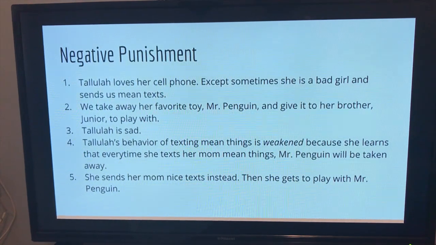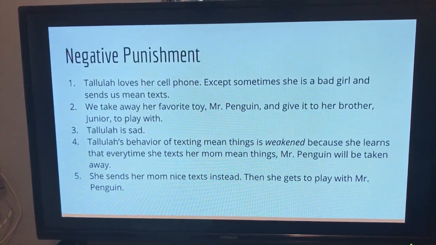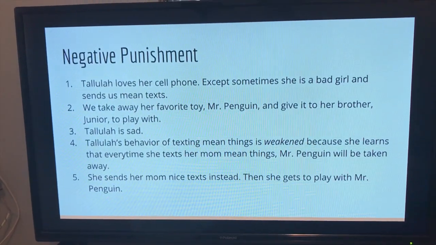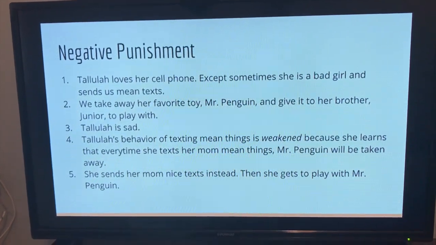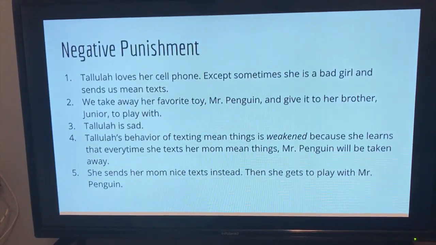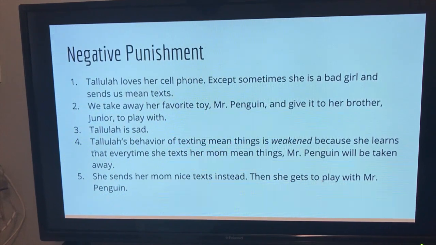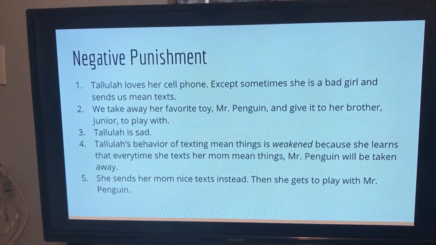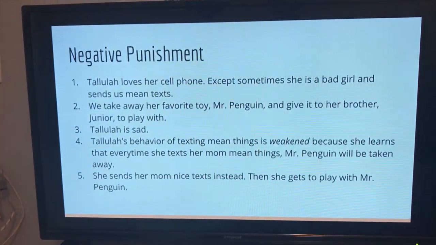Tallulah's behavior of texting mean things to her mom is weakened because she learns that every time she texts her mom mean things, Mr. Penguin will be taken away. Instead, she learns to send her mom nice texts, and then she gets to play with Mr. Penguin.